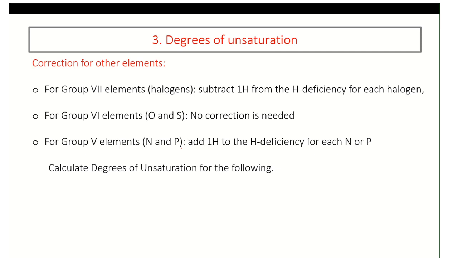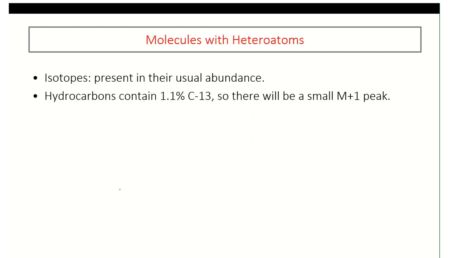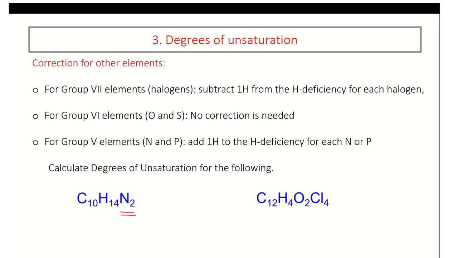For group 7 elements, remember you subtract 1. For nitrogen you add 1, and for oxygen there is no need for corrections. So let's redo what I said on the last slide. In this case you add 2 here. Could you calculate those for me, please?